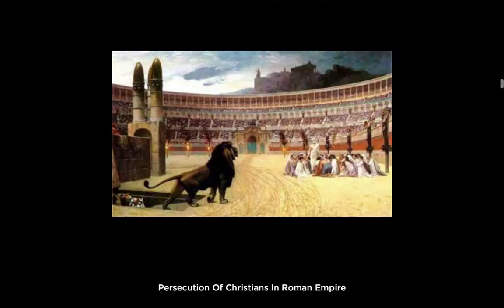Before the legalization of Christianity in the Roman Empire, which happened in 313 AD, we had the killing of Christians in the Roman Empire. Here we see a depiction of a packed coliseum, a packed stadium with thousands of onlookers waiting for the highlight of the show, which is to see the Christians being killed in front of everyone.